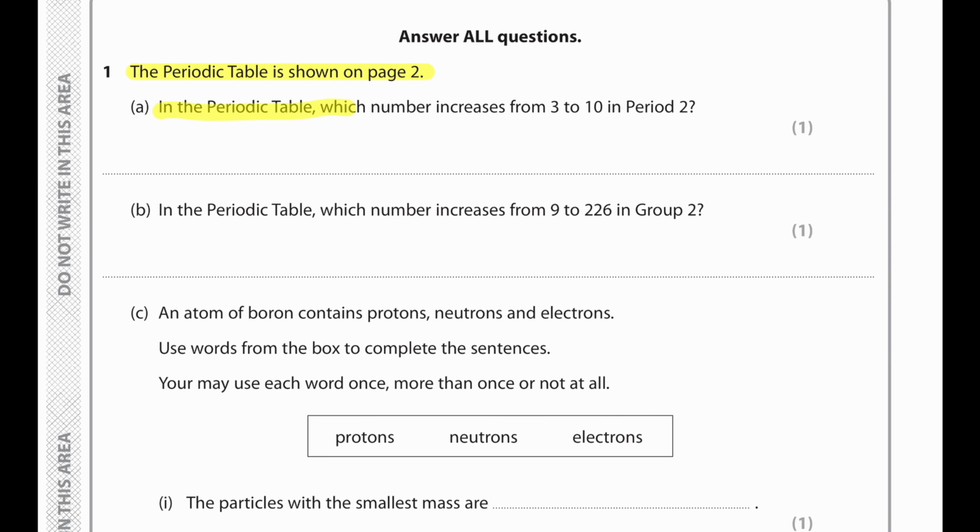In the periodic table, which number increases from 3 to 10 in period 2? So from 3 to 10, we have an increase in atomic number. In the periodic table, which number increases from 9 to 226 in group 2? It is the relative atomic mass.